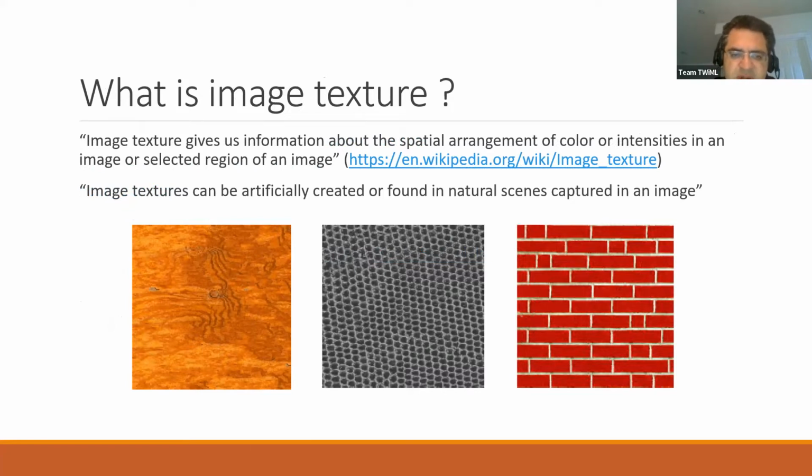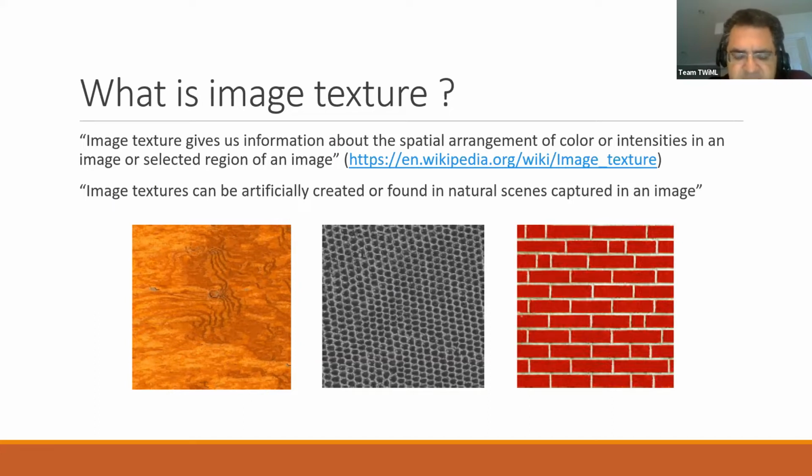Okay. So just to define image texture, here you see three examples. Image texture gives us information about the pixel intensities in an image. You can have artificial texture, like this image of bricks, or you find this in nature too, like the skin, the fur of a cat, or the fur of a dog, or the skin of any animal. That's the general idea about image texture.